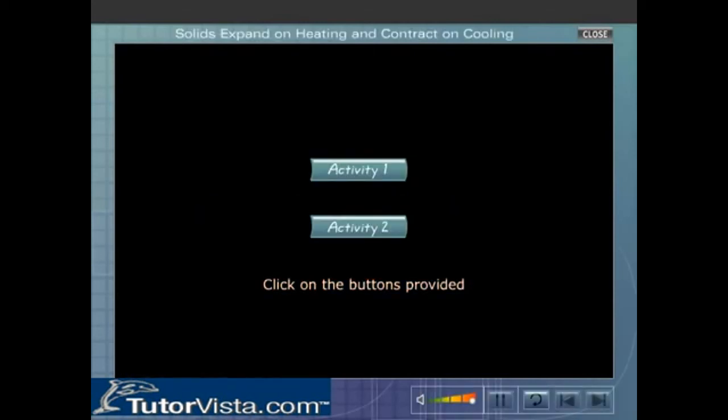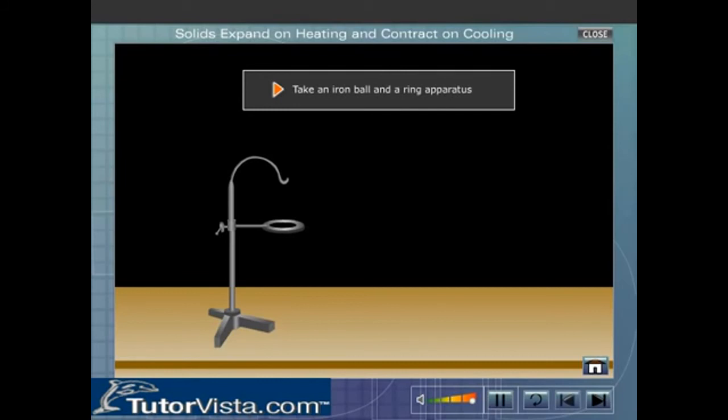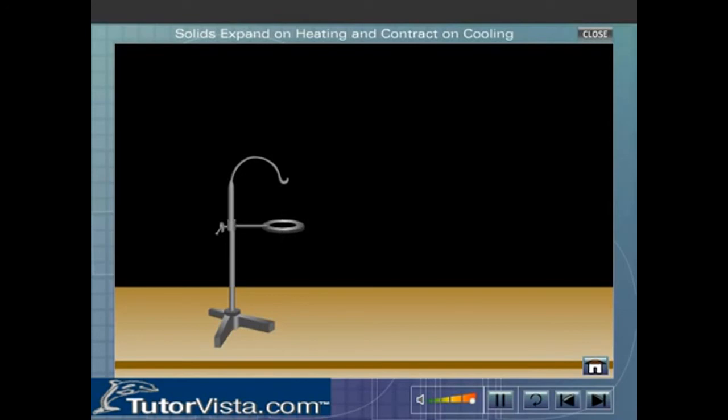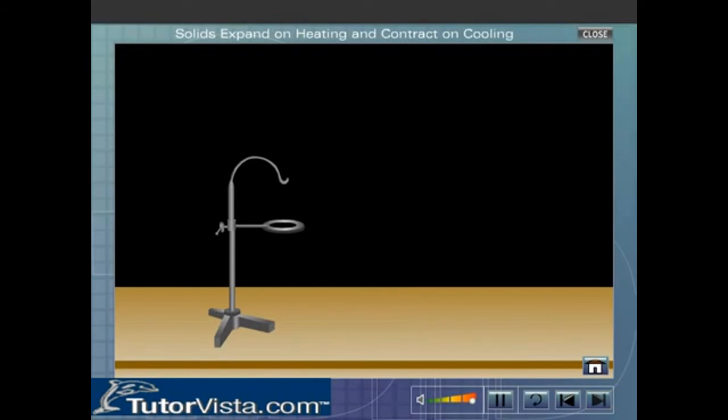Solids expand on heating and contract on cooling. Take an iron ball and a ring apparatus. At room temperature, the ball just passes through the ring as shown here. Heat the iron ball. Now try to pass the ball through the ring. The ball does not pass through the ring.